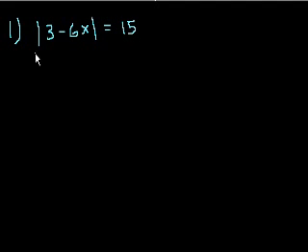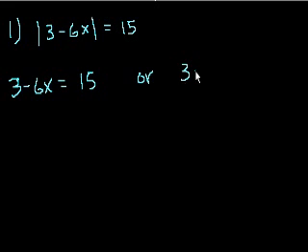So let's think about it. 3 minus 6x could clearly be 15 because the absolute value of 15 is 15. So we could say that 3 minus 6x could be equal to 15. But 3 minus 6x could also be equal to minus 15, right? Because the absolute value of minus 15 is also 15. So let's write that down. Or 3 minus 6x is equal to minus 15. If this was equal to minus 15, you take the absolute value, you'd get positive 15. So either of these could be true.